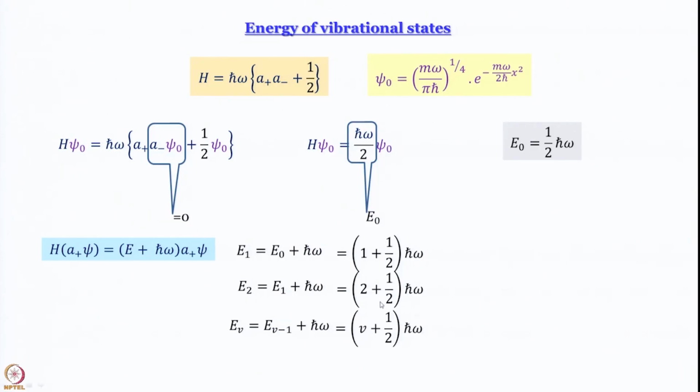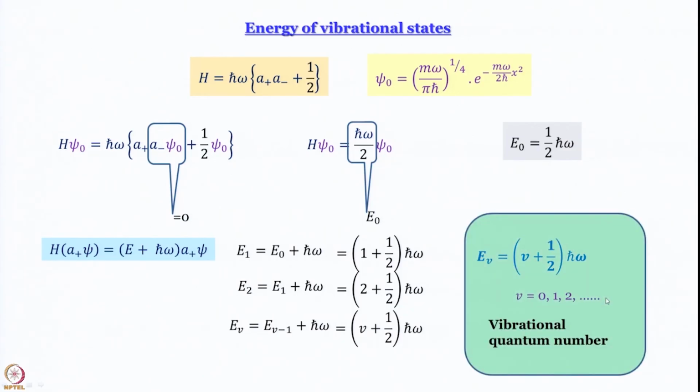So, this is the vibrational quantum number, and what we see here is the most general form of the energy of a quantum harmonic oscillator, E_V equal to (V + 1/2) multiplied by ħω, where V equal to 0, 1, 2, 3 etc., can go up to infinity. These are the vibrational quantum numbers.